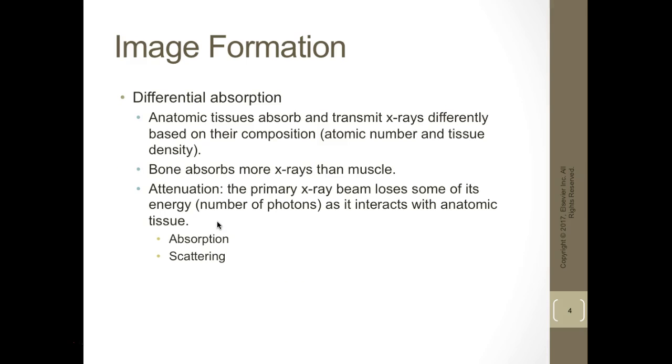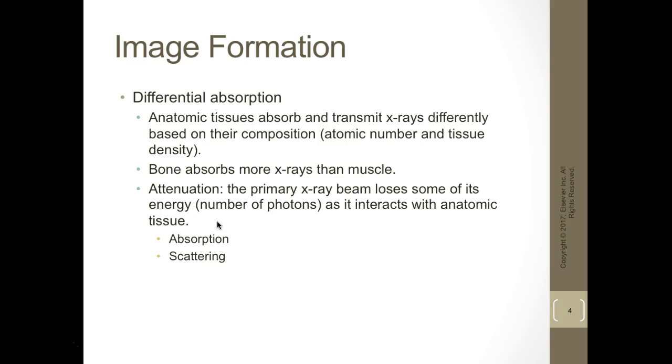So, image formation. When we talk about image formation, we're going to talk about differential absorption. Differential absorption is anatomical tissues absorb and transmit X-rays differently based on their composition. So we talked about the different compositions based on atomic number with the air, water, muscle, and fat, bone. All of them have different atomic numbers, which is going to give us differential absorption. So bone absorbs more X-rays than muscle.